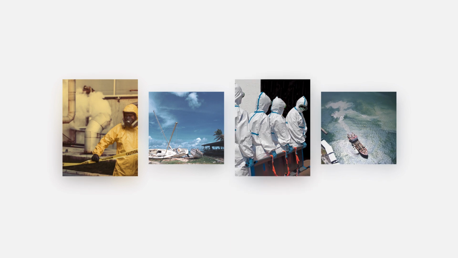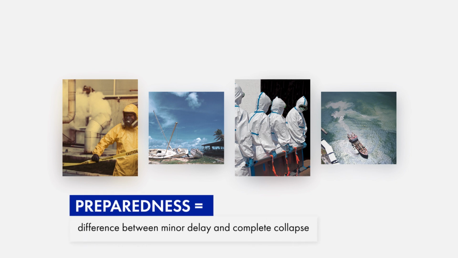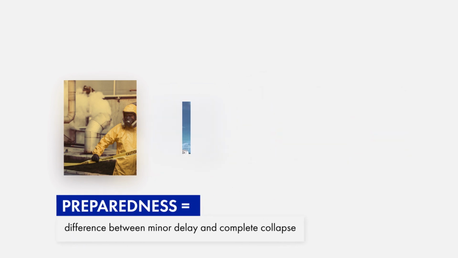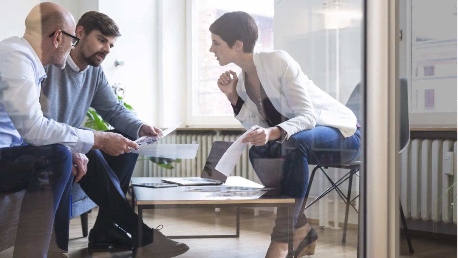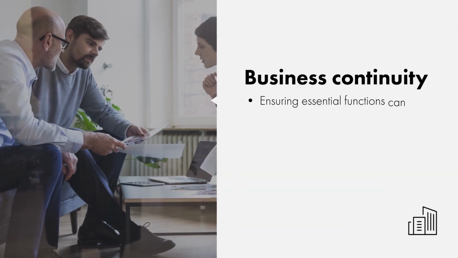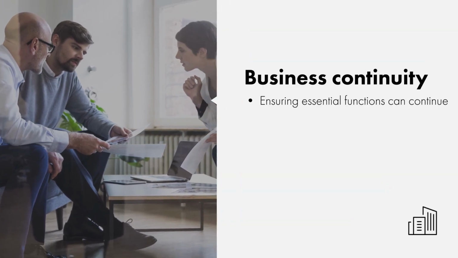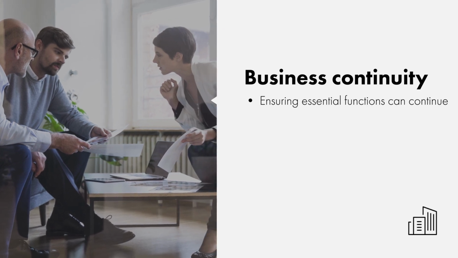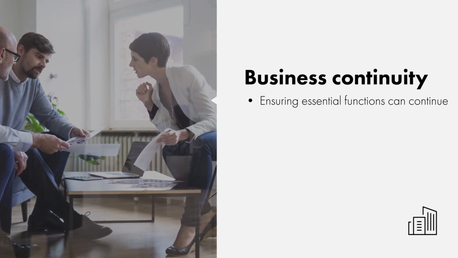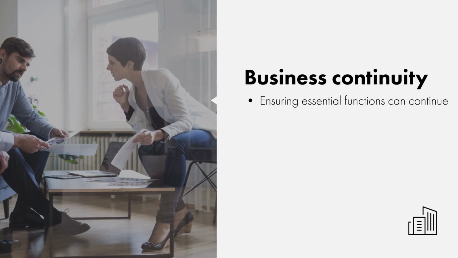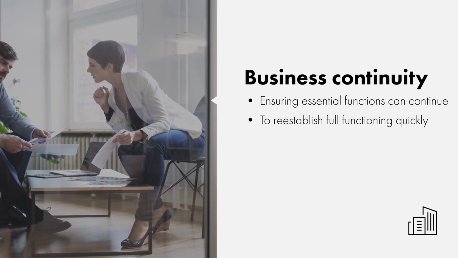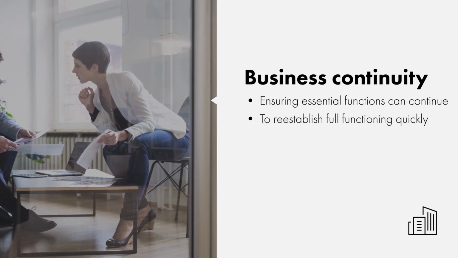A disaster or disruption can have a huge effect on a business and its operations. While no one can know exactly when a disaster will strike, preparedness can be the difference between a minor delay and a complete collapse of operations. Business continuity is the method of ensuring that essential business functions can continue during and after a disaster, such as a terrorist attack or a flood. It aims for the business to reestablish full functioning as quickly as possible.